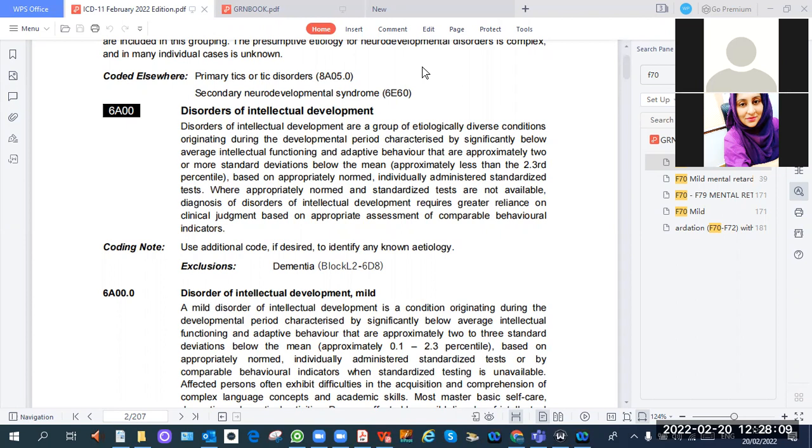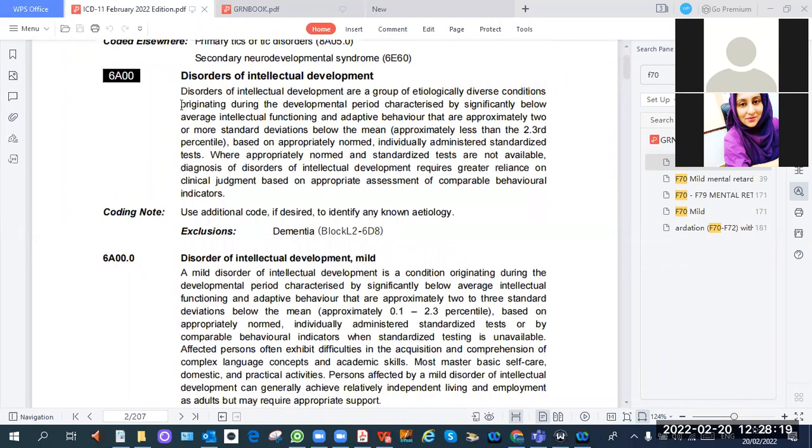Because what they're saying is, if I can just read it quickly: the disorders of intellectual development are a group of etiologically diverse conditions originating during the developmental period and characterized by significantly low intellectual functioning and adaptive behavior that are approximately 2 or more standard deviations below the mean, approximately less than the second or third percentile, based on appropriately normed, individually administered standardized tests. Where appropriately normed and standardized tests are not available, diagnosis of disorders of intellectual development requires greater reliance on clinical judgment, on appropriate assessment of comparable behavioral indicators. So as you can see, it's going to be on the clinical judgment as well.